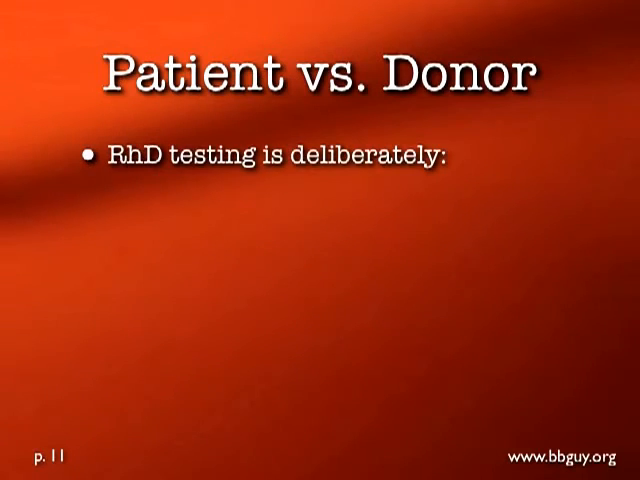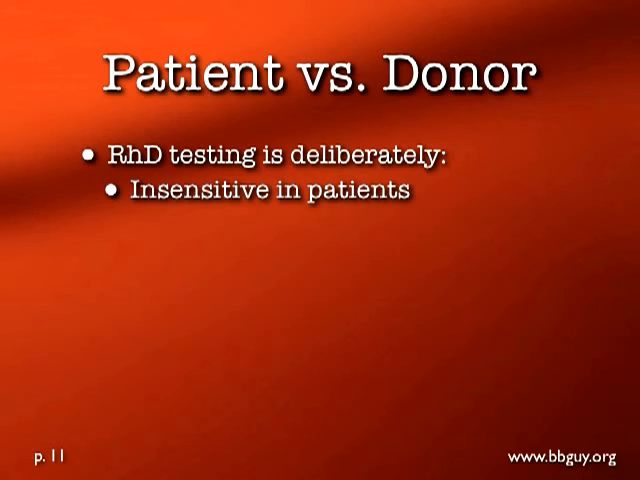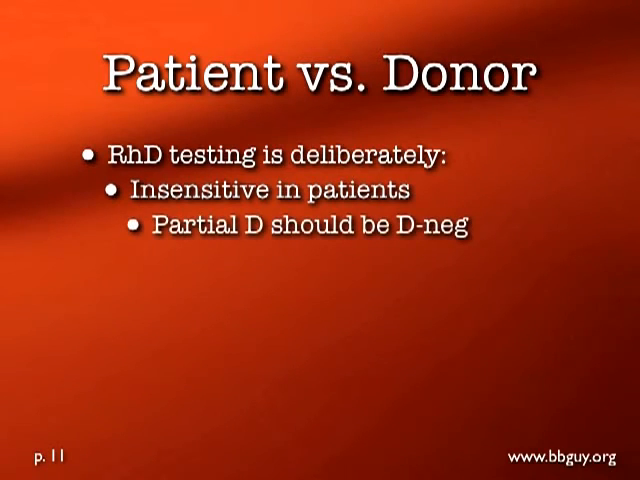So basically, RHD testing in a patient is deliberately insensitive. We want partial Ds to be D negative. You don't want to go on and do a weak D test because you can end up calling one of those partial D people D positive, giving them D positive red cells and causing an issue with them forming an antibody.